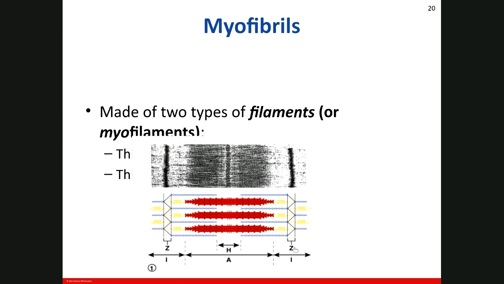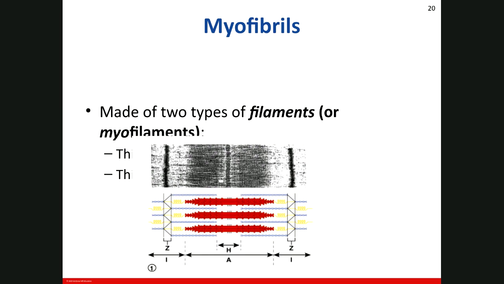I told you that our actin and myosin overlap each other in some parts, but in some parts, which you can see in the center, your myosin is naked. It doesn't have any coverage of actin. This central part is called the H zone. Here you can see the H zone, and in the H zone you can see that the color is light.